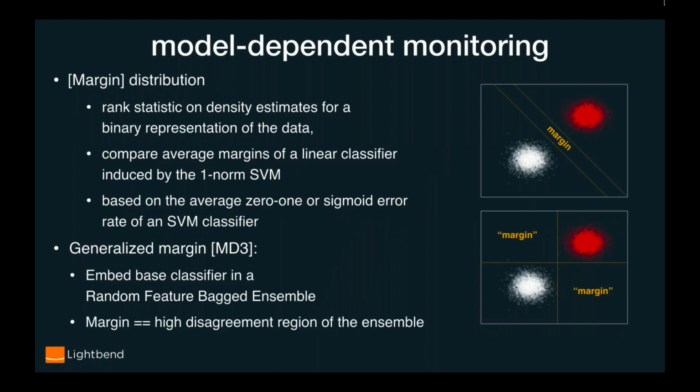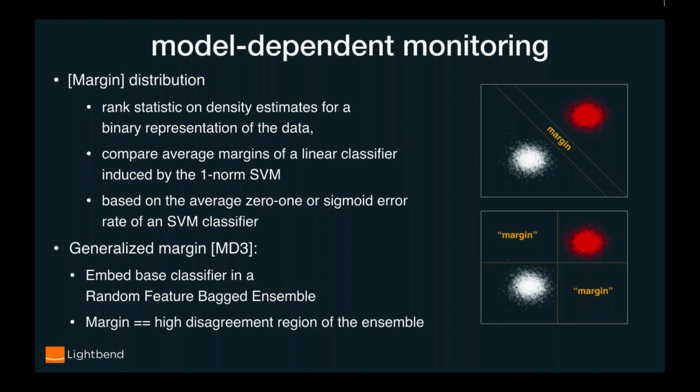Next set of groups look at the margin. Since the main issue with the false alarms is whether a change matters or not, these methods say, let's look at the margin directly. The first paper comes with three sets of comparisons. The first one is a ranked statistic on density estimates for a binary representation of the data. The second one compares the average margins of a linear classifier induced by the one norm SVM. And the third method is based on the average 0, 1, or sigmoid error rate of an SVM classifier. As you can see, they all work for classifiers that have a natural concept of margin. SVM is one of them, logistic regression is another one.